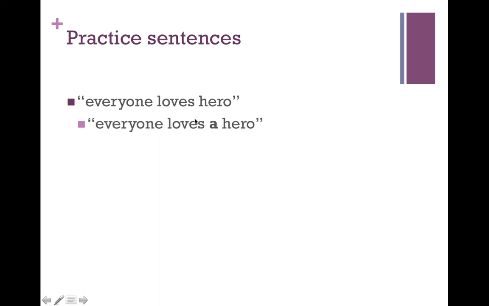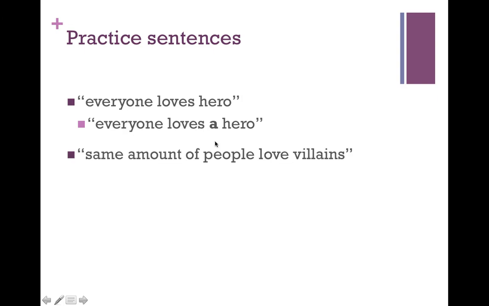So let's take a look at a few practice sentences. For example, if you say "everyone loves hero," this one's not correct, because hero is our noun, so we need an article in front of it. In this case, we would put "everyone loves a hero," because we're not talking about a specific hero, we're just talking in general, so we want an indefinite article. And this is not a vowel, so we're going to use a in front of it. Not always with H, but in this case with H, we will just use a.